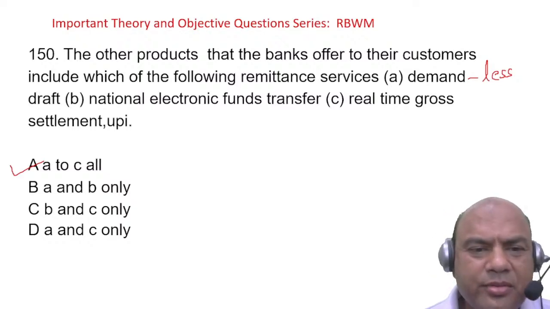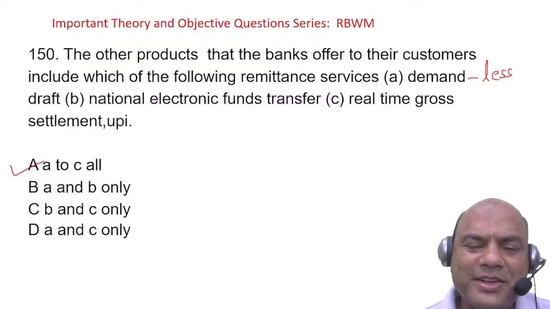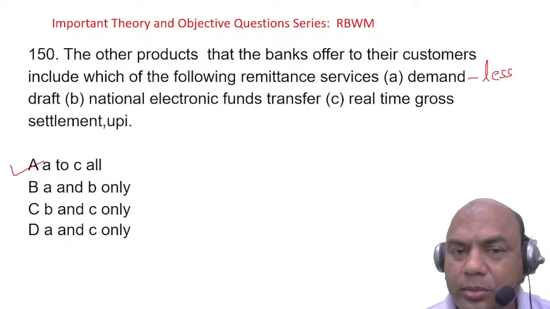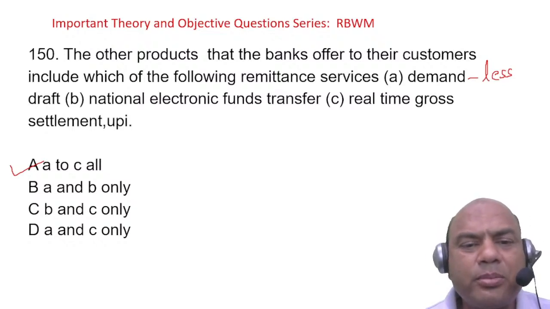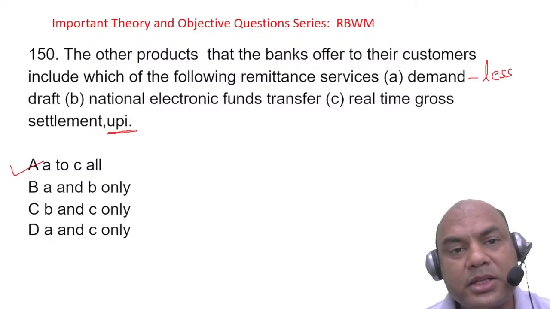So demand draft, NEFT. NEFT is a regular feature. Every day we do give it, isn't it? RTGS, RTGS we give it. UPI now, UPI is a catch over here. See this. Many of you might think that UPI, this customer doesn't come to the branch. Does the customer come to the branch for UPI? No. But then how can I say UPI is given by my branch or my bank?